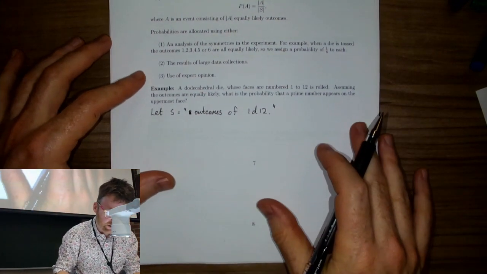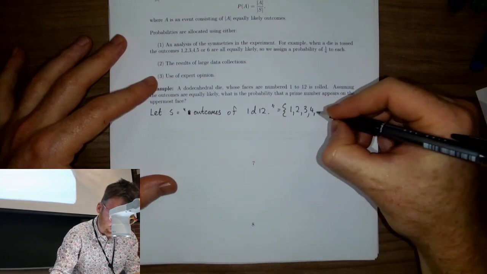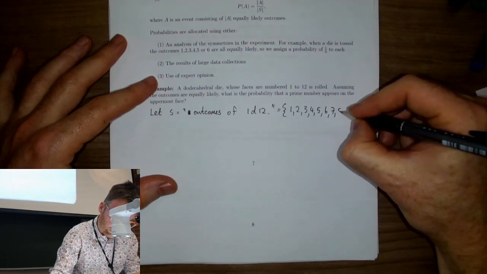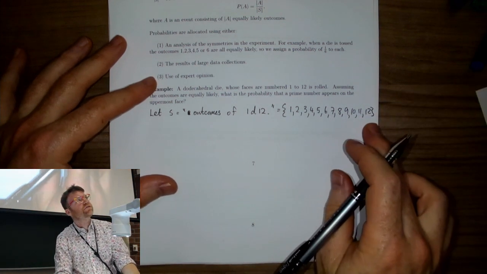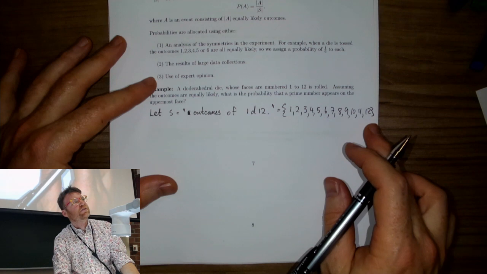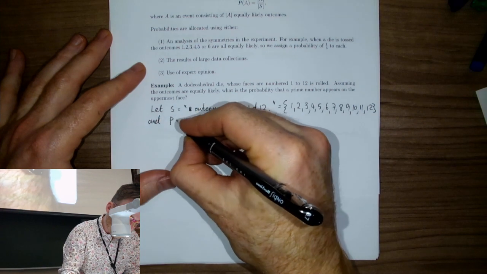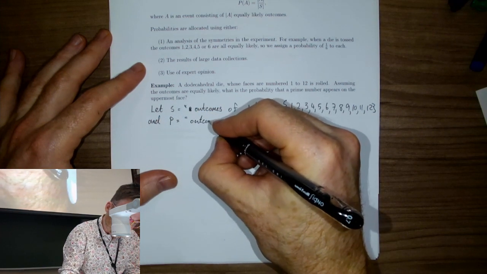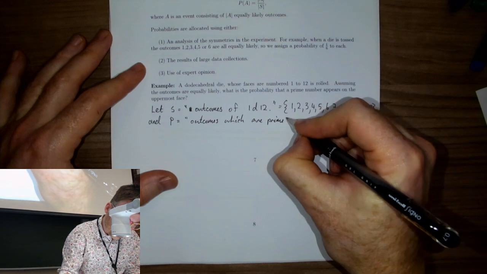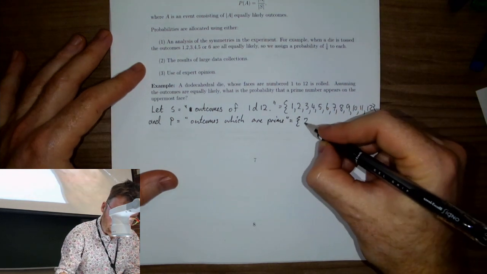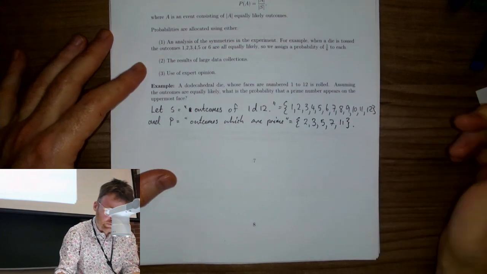Outcomes of your 12-sided dice, which is... behold the universe. We are considering only these objects. And let us talk about P being outcomes which are prime. These being 2, 3, 5, 7, 11. Notice you do not include 1.